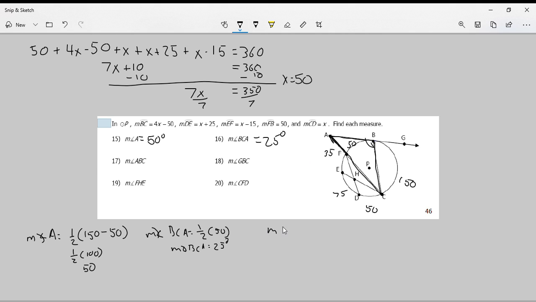The measure of angle ABC is equal to 1/2 of, again, its whole intercepted arc. So this whole thing right here, which again is 210 degrees. So the measure of angle ABC is equal to 105 degrees. So half of 210 is going to be 105.